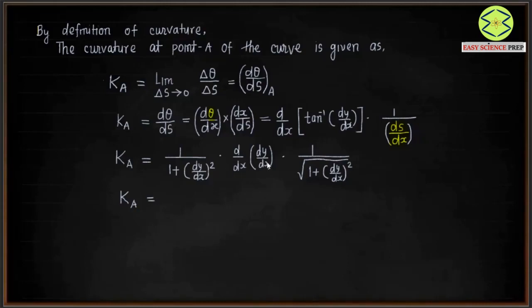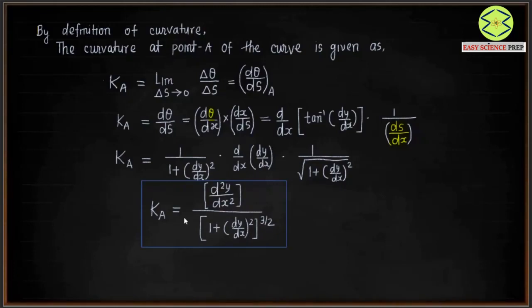If you look here, the numerator is going to be the second derivative of y with respect to x, which I'll write as d square y over dx square. In the denominator, we have square root of 1 plus dy by dx the whole square, and 1 plus dy by dx the whole square. Here the power is 1 and here the power is 1 by 2, so collectively it is going to be 1 plus dy by dx the whole square raised to 3 by 2. So the curvature at point A is given by this particular expression.